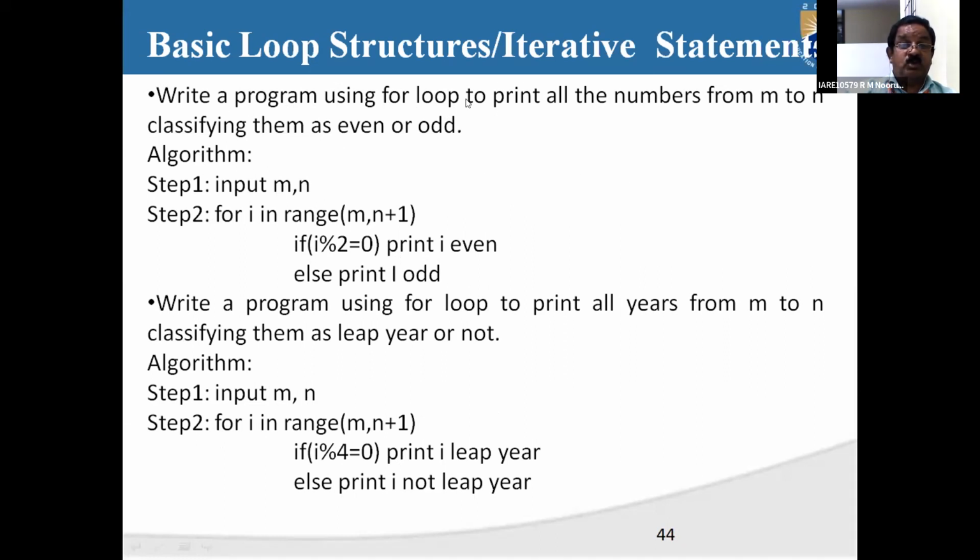So write a program using a for loop to print all the numbers from m to n, classifying each as even or odd. You have to print both, that is, from 20 to 30. You have to print the numbers, and also print that 20 is even, 21 is odd, 22 is even, 23 is odd, 24 is even, like that, up to whatever n value has been given. You are going to write that.